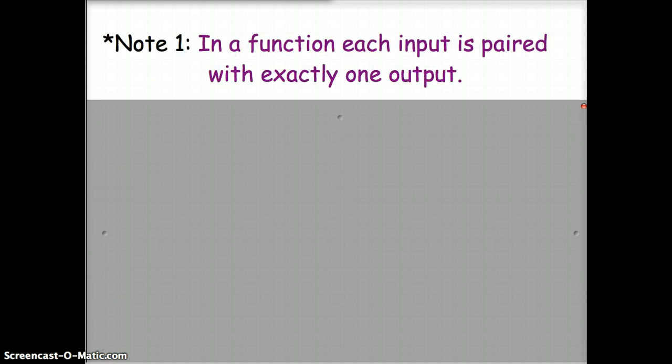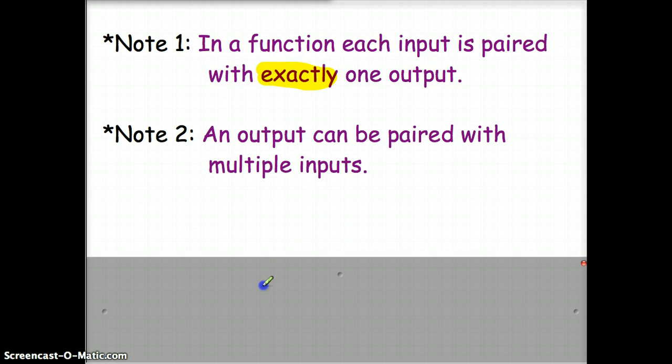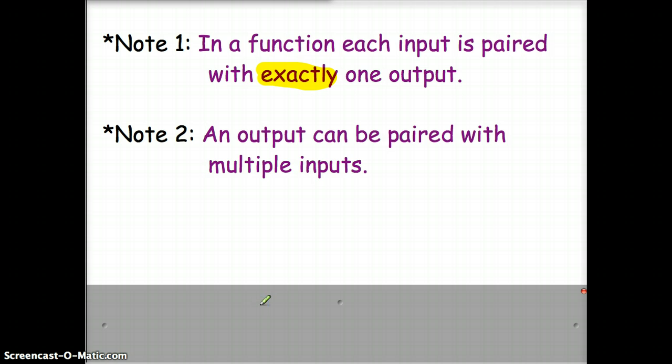A couple of notes. In a function, each input is paired with exactly one output. However, an output can be paired with multiple inputs. Now, I taught functions this way for a really long time, and yes, it's the correct way to teach it, and it does explain it, but it's a really hard concept to grasp.